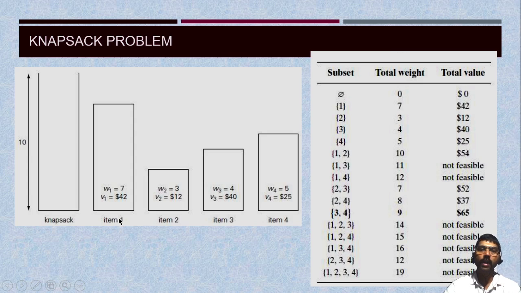Then I will take items 1 and 2. I identify its weight, 7 plus 3, which is 10 here. 10 is a feasible solution because it is the same as the knapsack capacity. So I will take the value, 42 plus 12, which is 54 here. Then I will take one more combination, 1 and 3. I will calculate the weight. The weight is 11. 11 means it is more than the capacity, so I will just skip this. I have to pick only those with total weight less than or equal to 10.